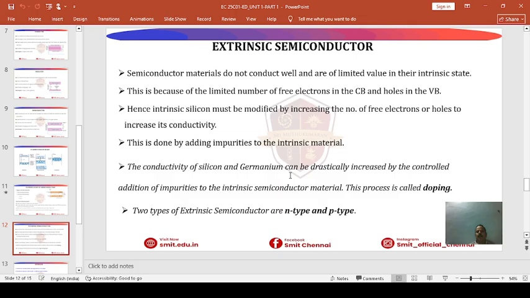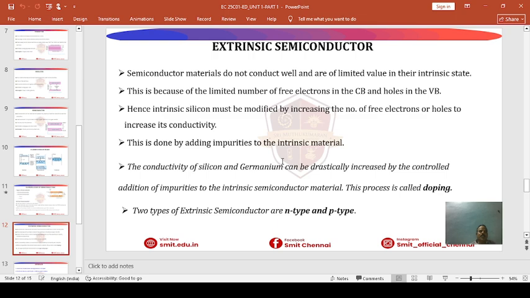The extrinsic semiconductor is nothing but a semiconductor with the addition of impurities. The addition increases the conductivity, and the impurity concentration increases the conductivity of the extrinsic semiconductor. Based on our need and design, we can increase the conductivity by adding more and more impurities. So by adding impurities, we are making an intrinsic semiconductor into an extrinsic semiconductor. This process of adding impurities is called doping.